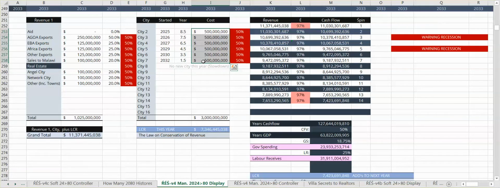But as E is increased to 99 and SPIN is increased to 16, cash flow continues to grow, as does GDP and government spending and labour's income.